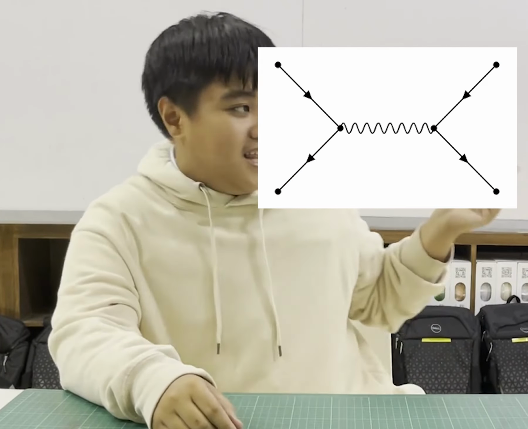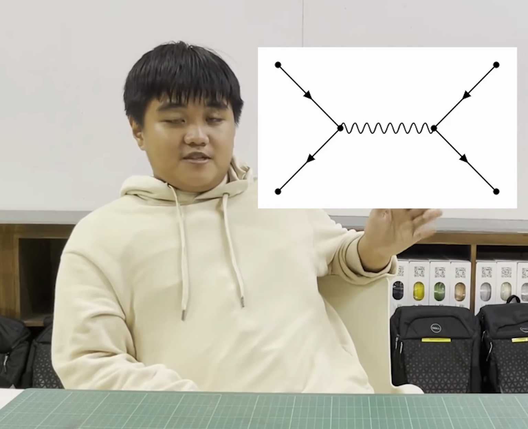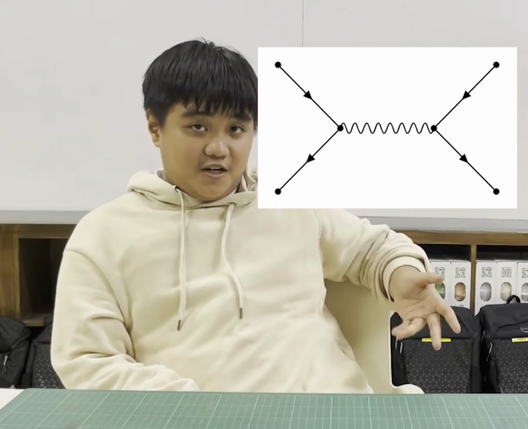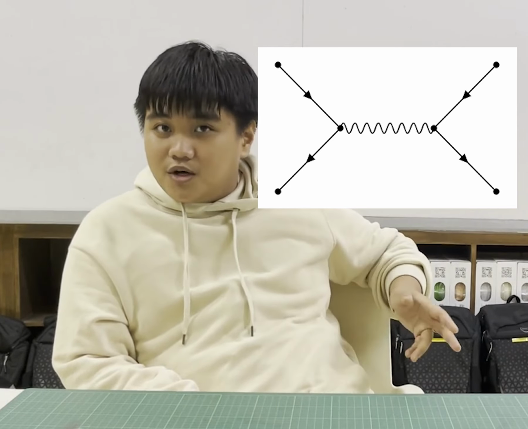Now, the way we can visualize these interactions is through the use of Feynman diagrams, like this one over here. The straight lines here represent electrons, which have mass and charge, while the wavy lines represent the virtual photons, which don't have mass and charge. Basically, these wavy lines represent a photon being emitted or absorbed.